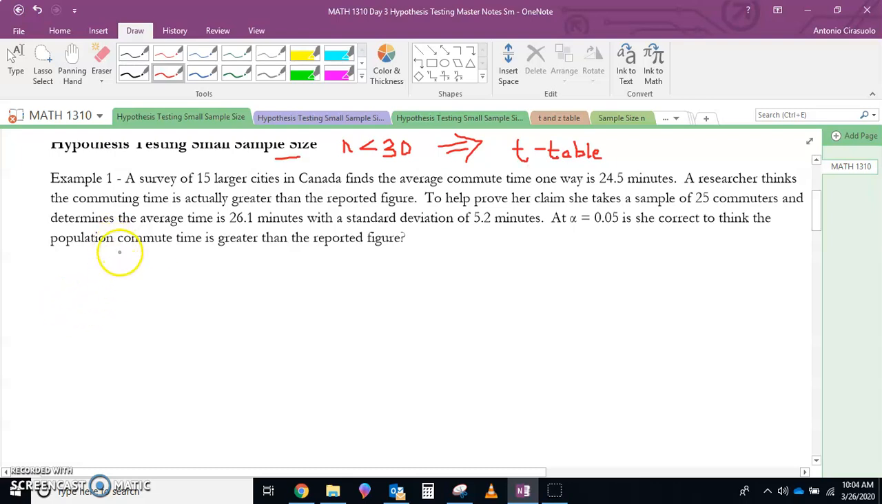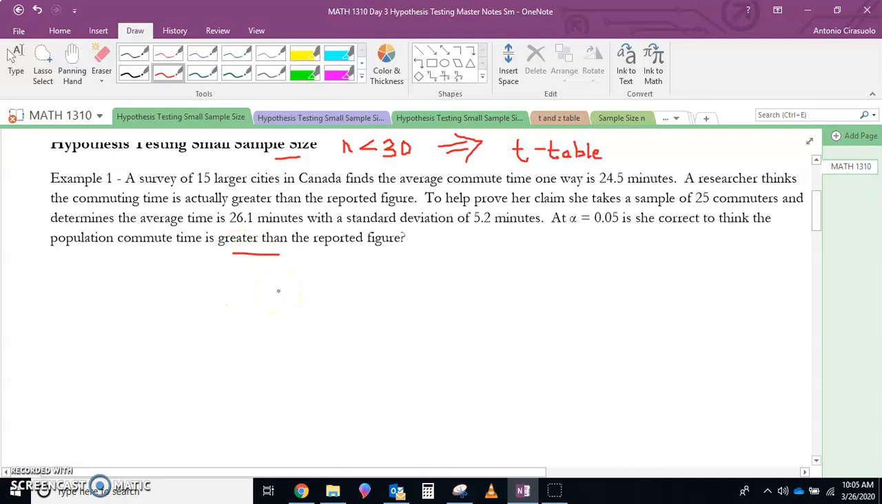Well, our first example says here, a survey of 15 larger cities in Canada finds the average commute time one way is 24.5 minutes. A researcher thinks the commuting time is actually greater than the reported figure. To help prove her claim, she takes a sample of 25 commuters and determines the average time is 26.1 minutes with a standard deviation of 5.2 minutes. At alpha equal 0.05, is she correct to think the population commute time is greater than the reported figure?